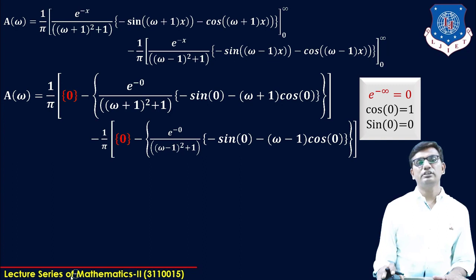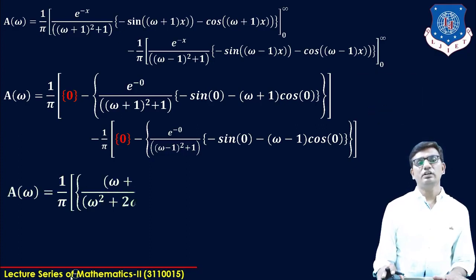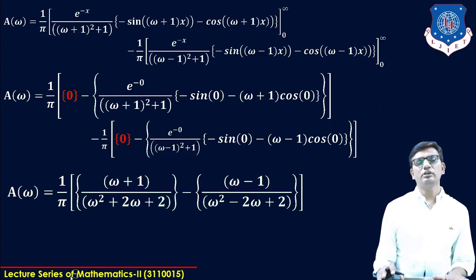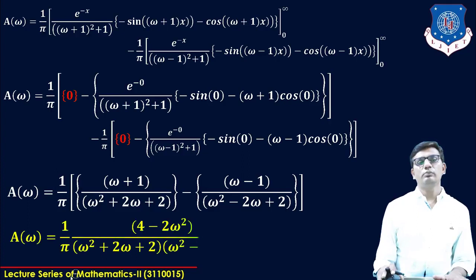directly 0, which is given in the red color, and as we know that cos 0 is 1 and sin 0 is 0, after putting this value in this term, we get a omega equal to 1 upon pi, omega plus 1 upon omega square plus 2 omega plus 2 minus omega minus 1 upon omega square minus 2 omega plus 2. After simplifying properly, we get a omega equal to 1 upon pi, 4 minus 2 omega square upon omega square plus 2 omega plus 2 into omega square minus 2 omega plus 2.